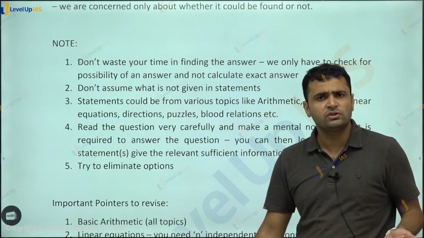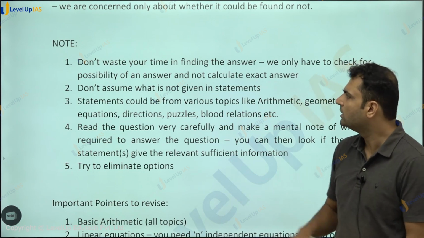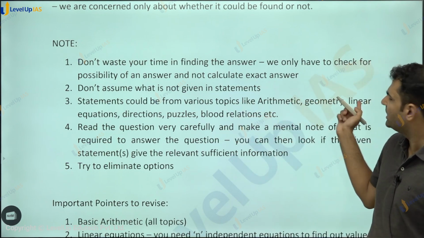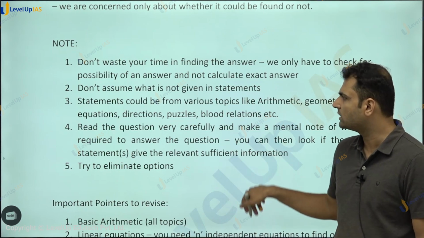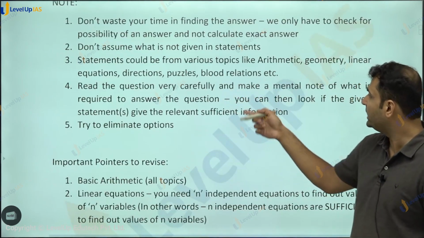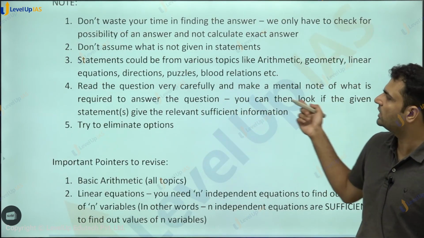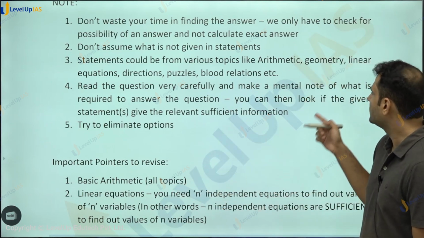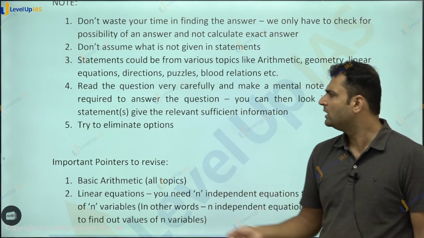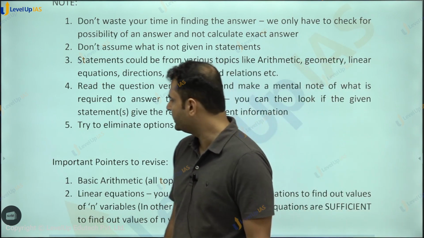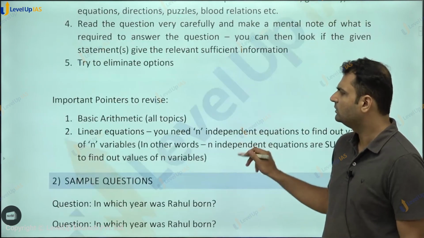Second, don't assume what is not given, obviously. Third, statements could be from various topics like arithmetic, geometry, linear equation, directions, blood relations, etc. Fourth, read the question very carefully and make a mental note of what is required to find the answer. You can then look at the given information or statements to see if the relevant information is there or not, and try to eliminate options. Then you should revise this.